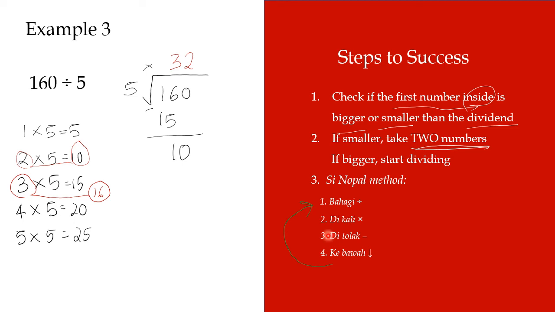Then step 2 is dikali. So dikali, dikali, dikali nombor ani. So what is 2 times 5? 2 times 5 is 10. And then step 3 is ditolak. So ditolak, ditolak, ditolak nombor ani. So 10 minus 10 is 0. Then the last step is ke bawah. Can you see any more numbers to be put down here? No, so you stop and the answer is 32.